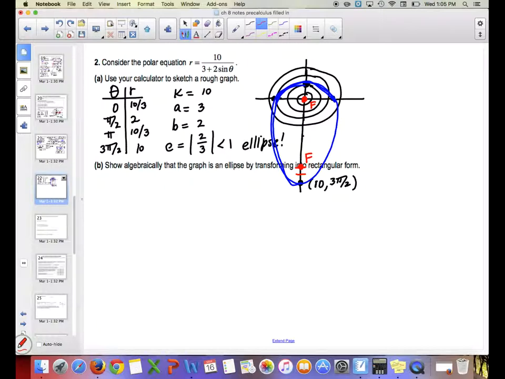So basically we graphed this by hand. We really didn't need our calculator. Our calculator just confirms our results. Sometimes it's nice to have the calculator, when you're wondering where these points are going.